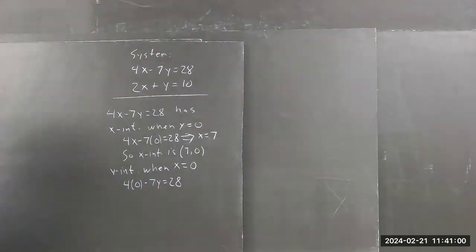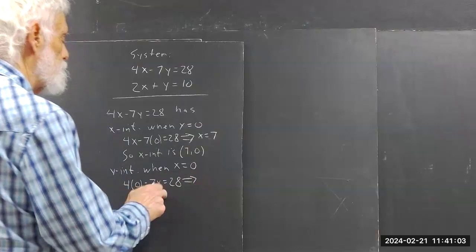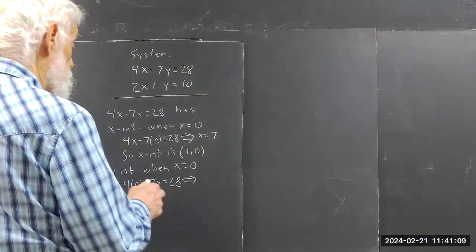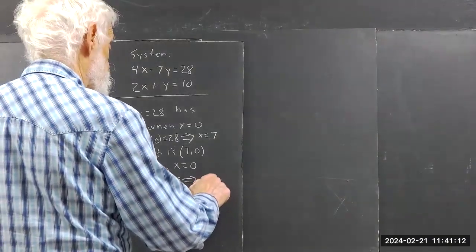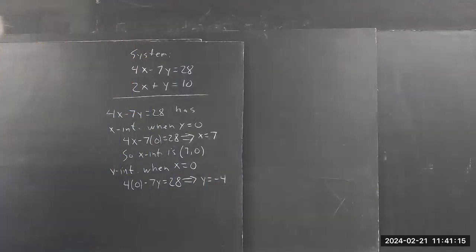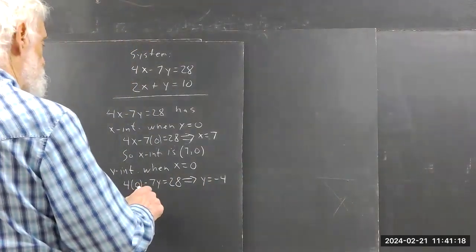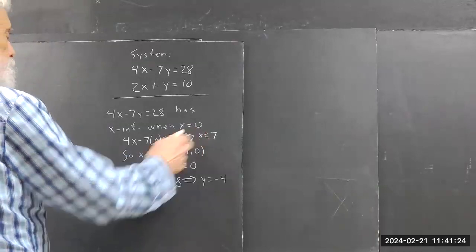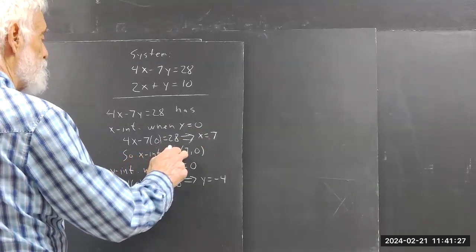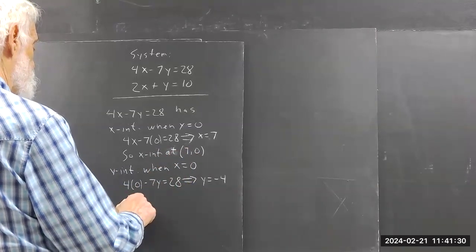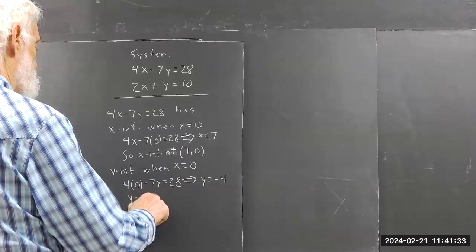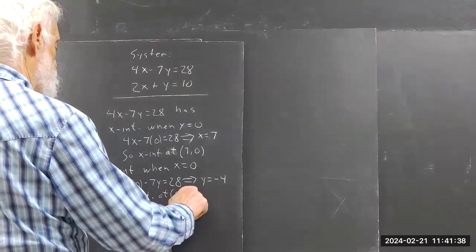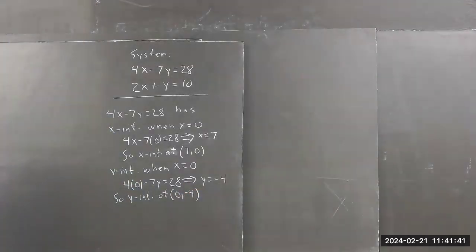So there it is. And now sometimes you've got to take some steps and solve the equation. You ought to write those out. You can't solve it in your head. But I'm going to get y equals negative 4. The x-intercept is actually 7. I say the x-intercept is at 7, 0. The y-intercept is at 0, negative 4.